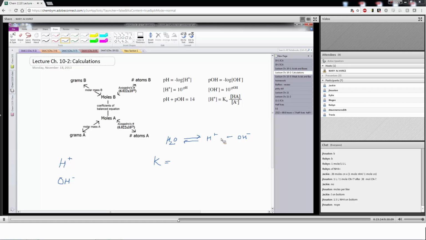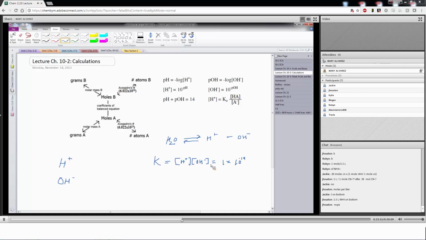such that the equilibrium equation for this reaction, which is the H times the OH minus, is equal to 1 times 10 to the negative 14th. In other words, it dissociates just a tiny, tiny bit, but a measurable amount. And this is an equilibrium value, okay?